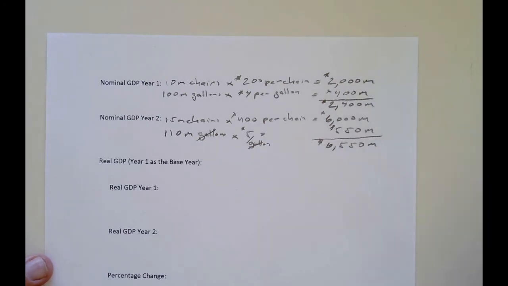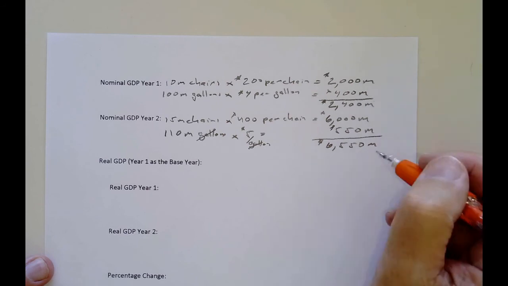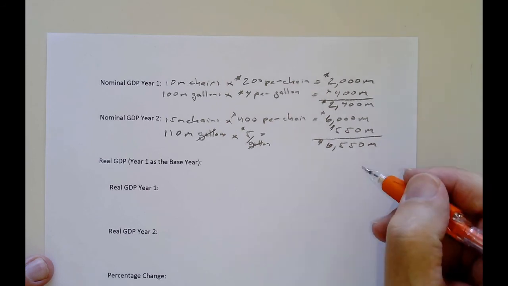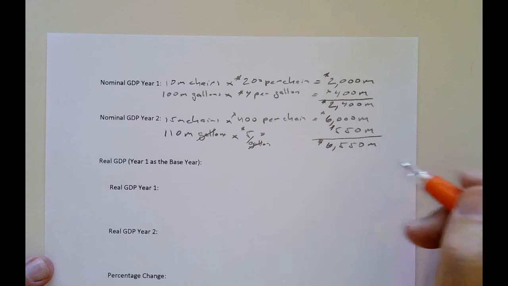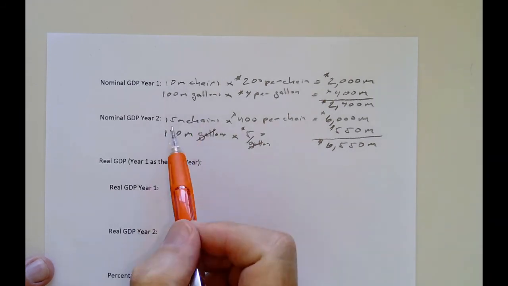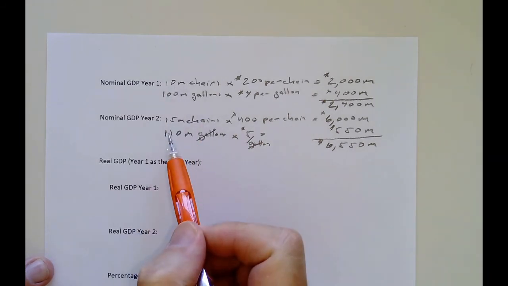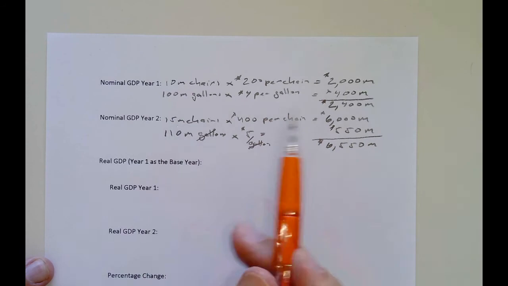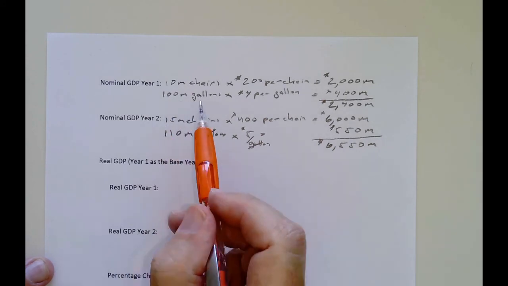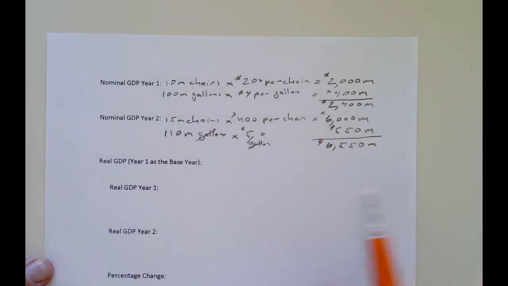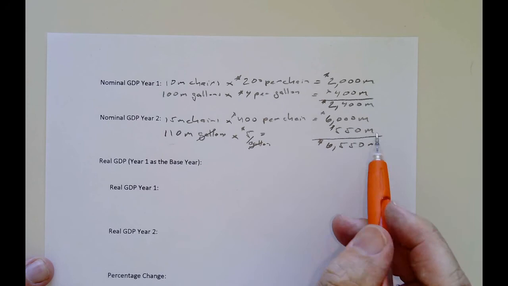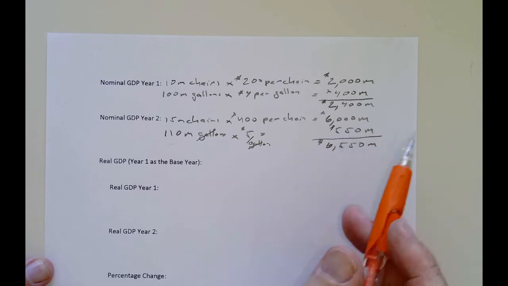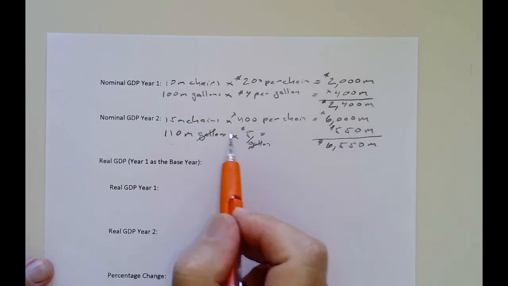Now it looks like maybe GDP has increased dramatically from 2,400 to 6,500, which would be not just doubling but almost tripling. But as you can see, the production is nowhere near that. Chair production went from 10 million to 15 million. That's a 50% increase. And then milk production went from 100 million gallons to 110. That's a 10% increase. So this really exaggerates the increase in production, and that's simply because we're using much higher prices in year 2 than year 1.